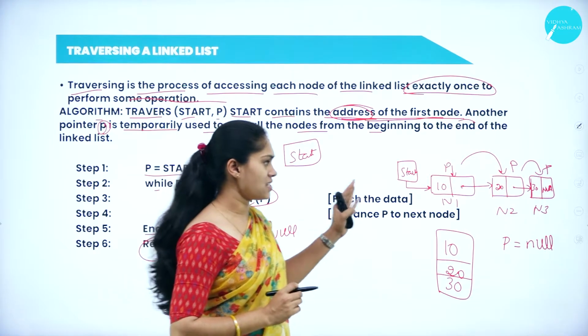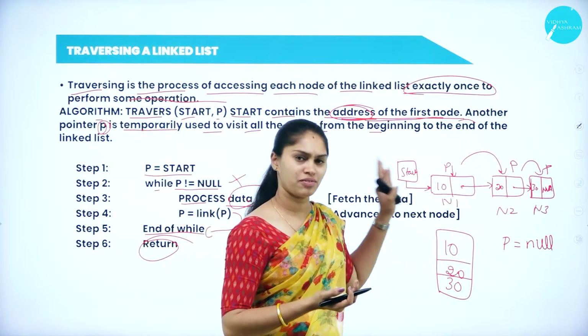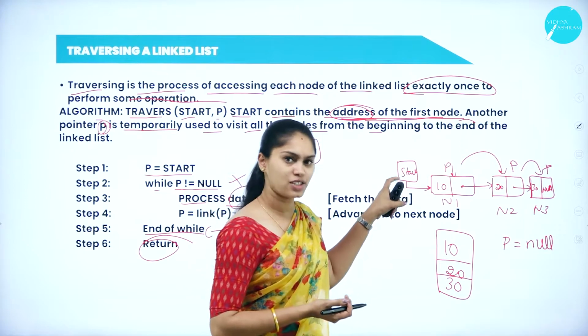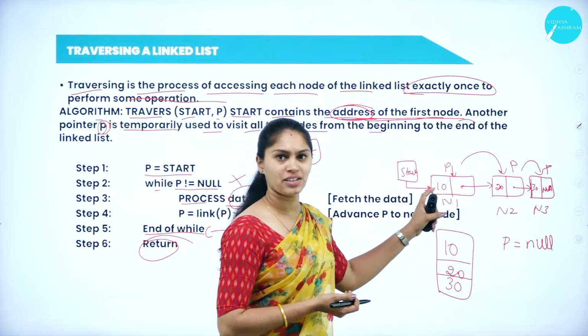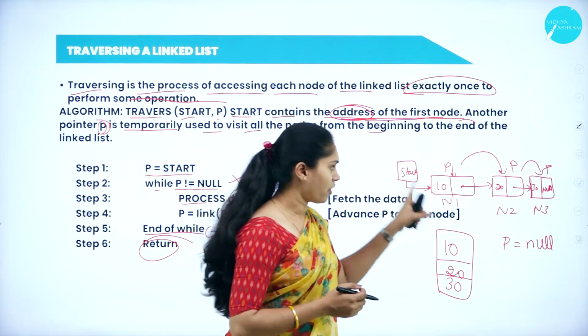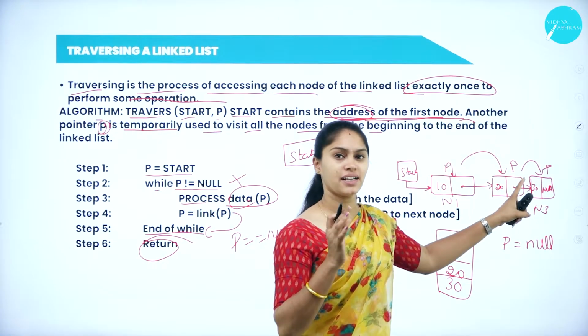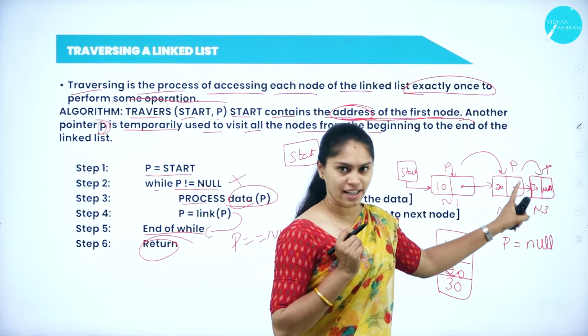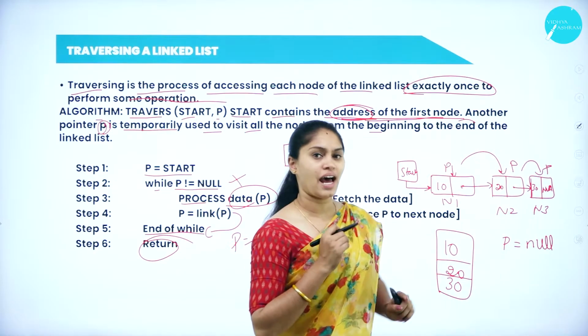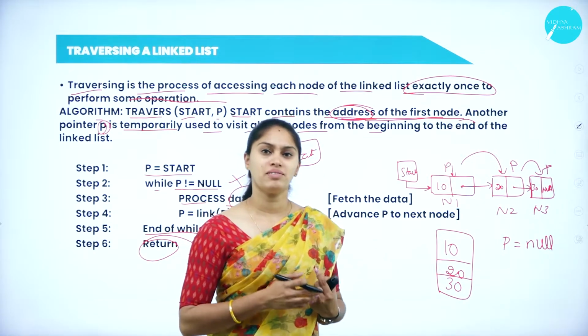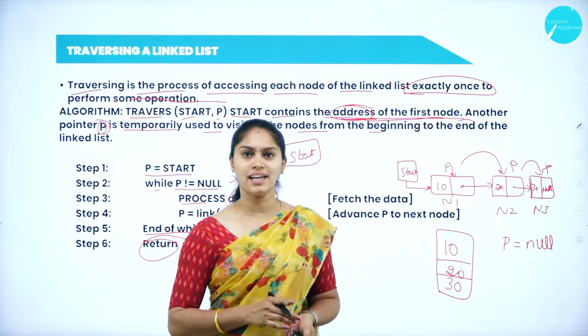So traversing, in a sense, there could be any number of nodes, and we have to start from the start node, that is the head node, which will point to the address of the first node. So when this position, or the P pointer, indicates null, that indicates that it is the last node of the linked list. When it is equal to null, at that time we will come out of the loop and we will return. So this is regarding traversing.